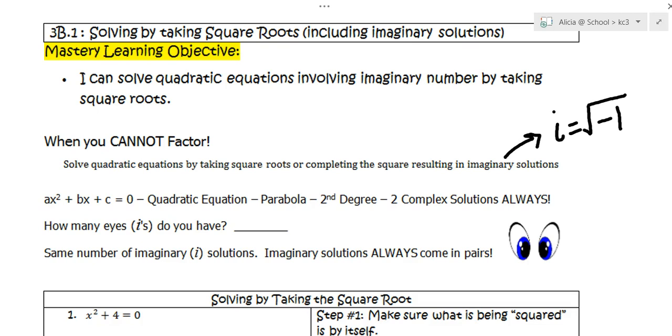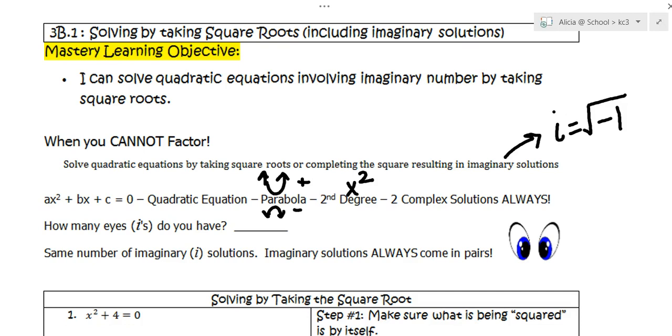Typically, we are in the standard form, ax squared plus bx plus c equals 0. It is a quadratic equation, which is a parabola. Parabola just means that U shape. Remember, either facing upward if it was a positive or facing downward if it was a negative. Second degree means you have that x squared, which means that you will have two complex solutions.